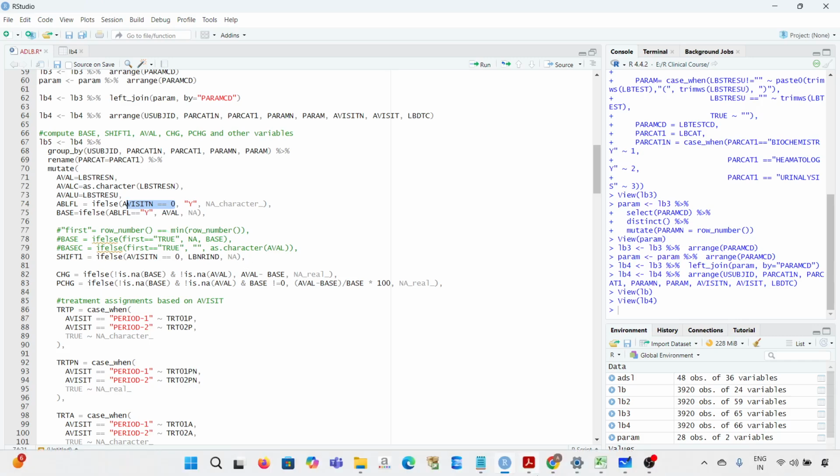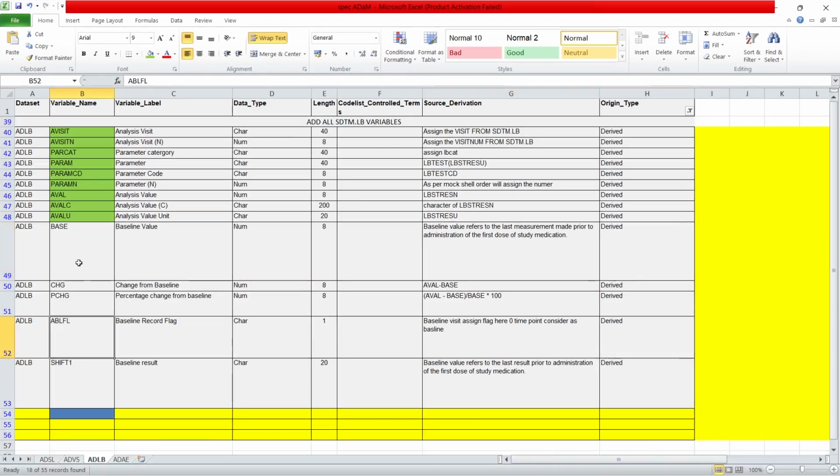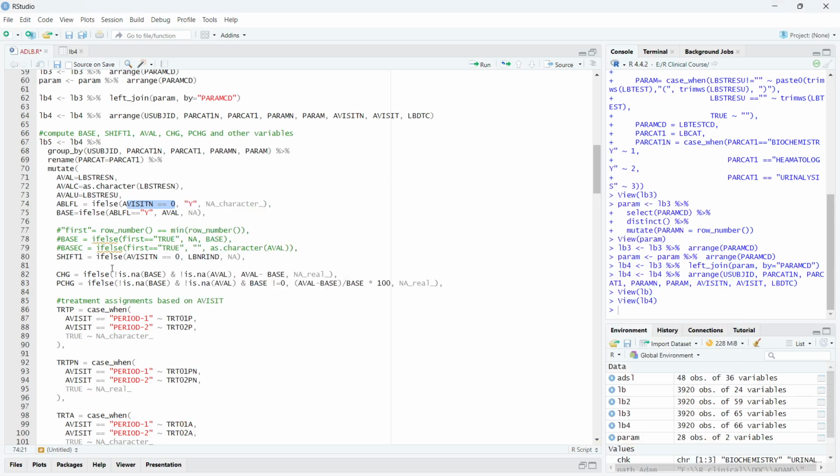Okay, clear. Next we have shift 1. So this one is done. So next we have shift 1 here. Shift 1 is a baseline value, which refers to the last result prior to administration of the first dose of medication. It will be similar to the baseline flag. So if visit is equal to 0, then we give it as the laboratory range indicator.